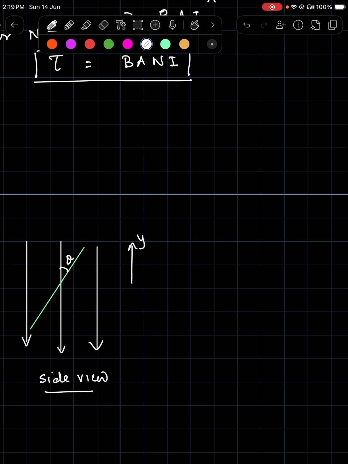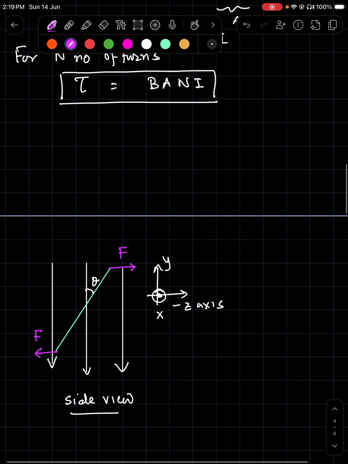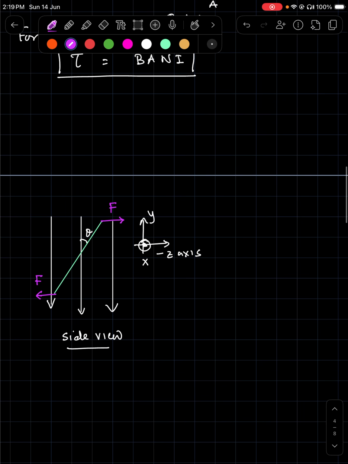So this is y. In this direction, that is the negative z axis, and the x axis is vertically upward. So the force becomes along the negative z axis, as in the previous case. So that is in this direction, and this force is along this positive direction. That's all. Now our task is to find the torque. But now the perpendicular distance between the forces has changed.